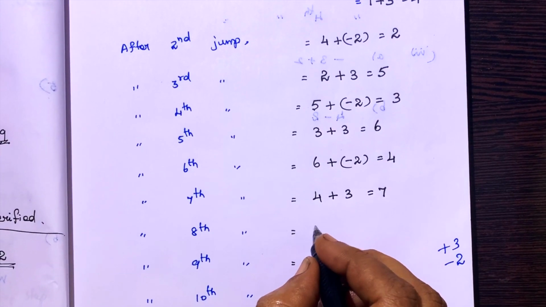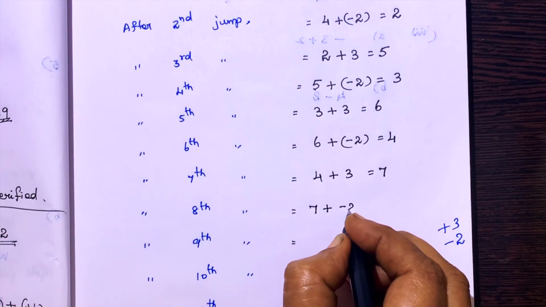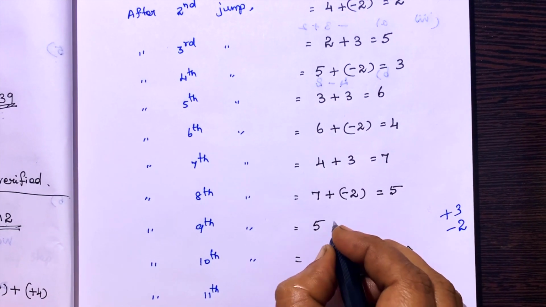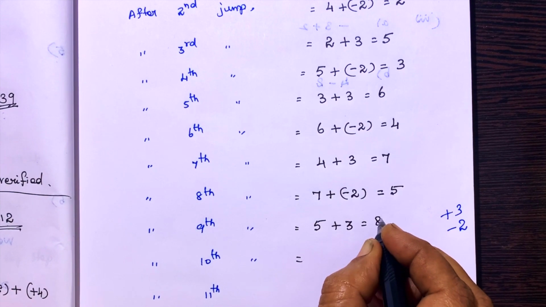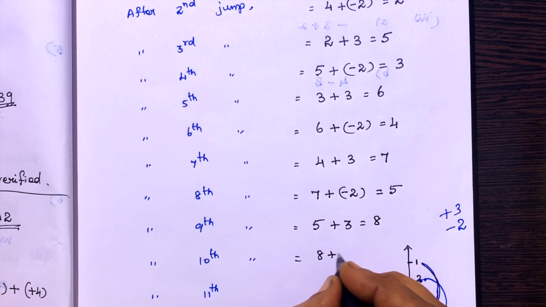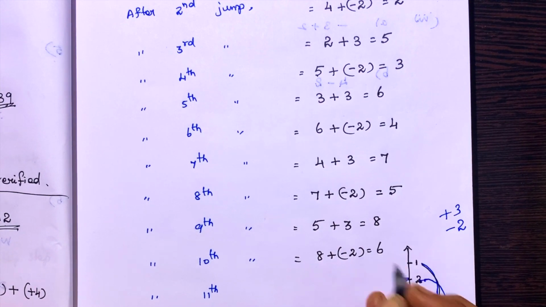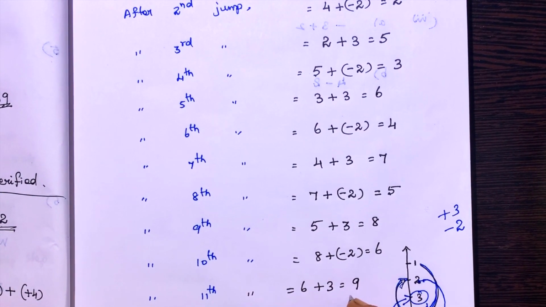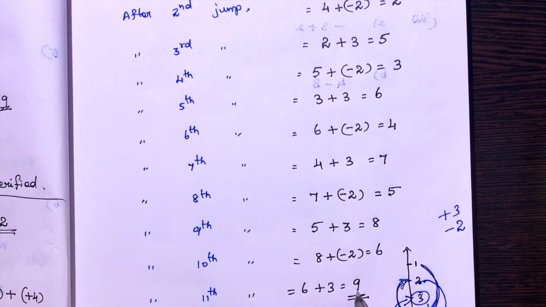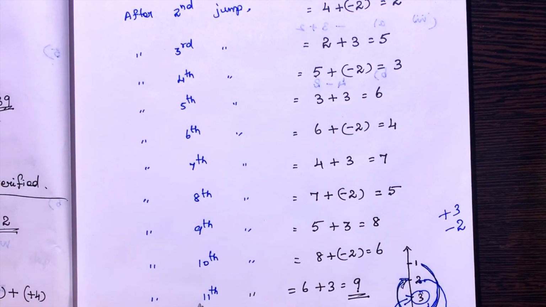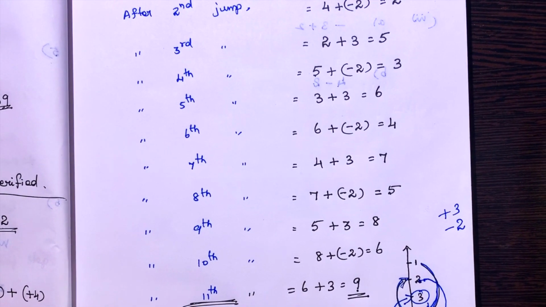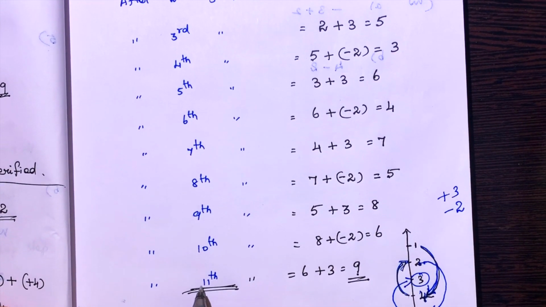So 4 plus 3 is equal to 7. Now 7 plus minus 2 is equal to 5. Again 5 plus 3 is equal to 8. 8 plus minus 2 is equal to 6. And again in the 11th jump, 6 plus 3 is equal to 9. So that you can stop. It reaches the 9th step at the jump of 11. So the monkey reaches the water level at the 11th jump.